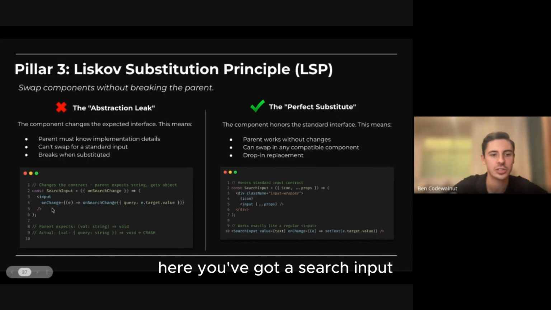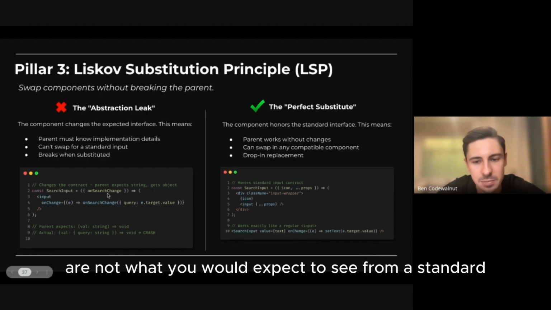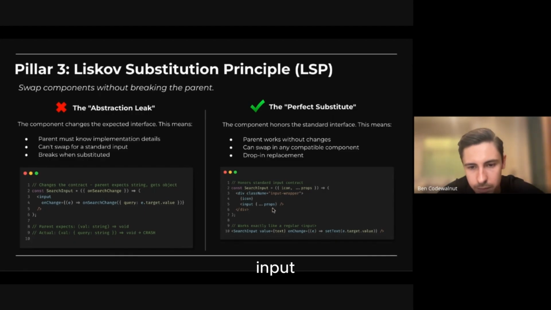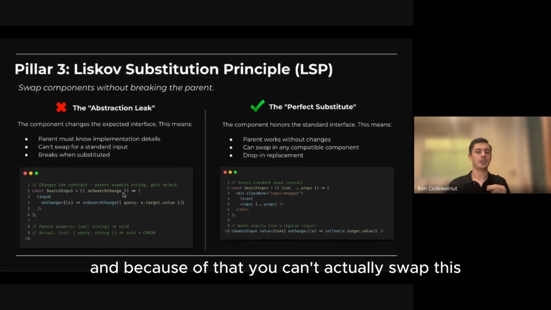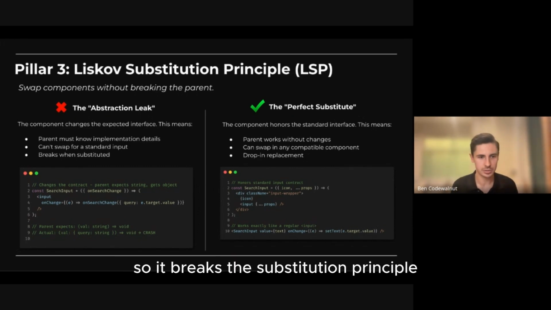So you see here you've got a search input, but the interface, the props, are not what you would expect to see from a standard input. And because of that, you can't actually swap this search input out for a normal input. So it breaks the substitution principle.